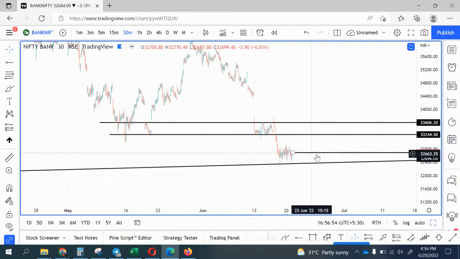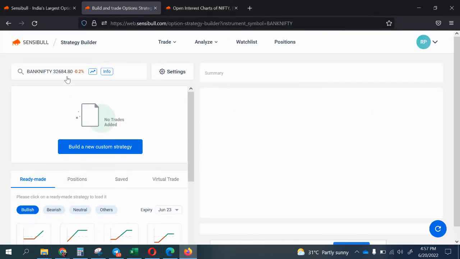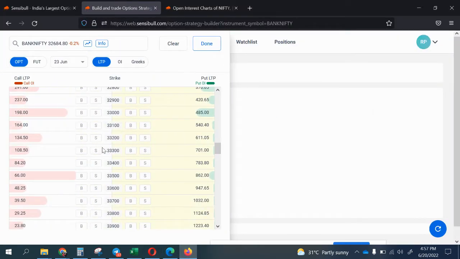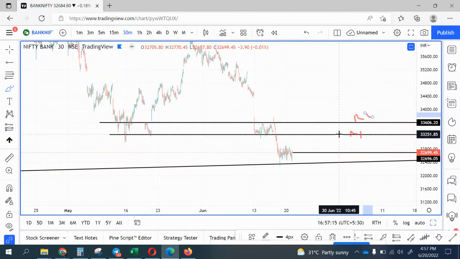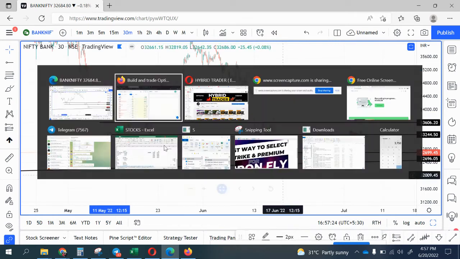Okay, so whenever you want to go for a ratio spread, this is the current market price and you have to identify two resistances. This would be your resistance 1, and this is your resistance 2. Stay with me, let me go to Sensibull. What is my resistance 1? It is almost 33,250, so let's take 33,200 as a round figure.